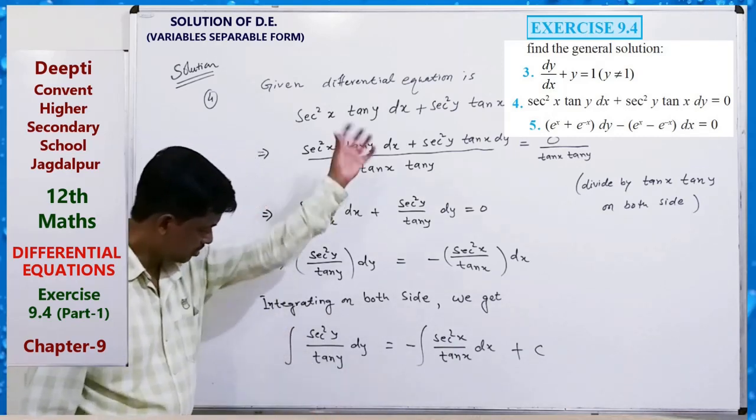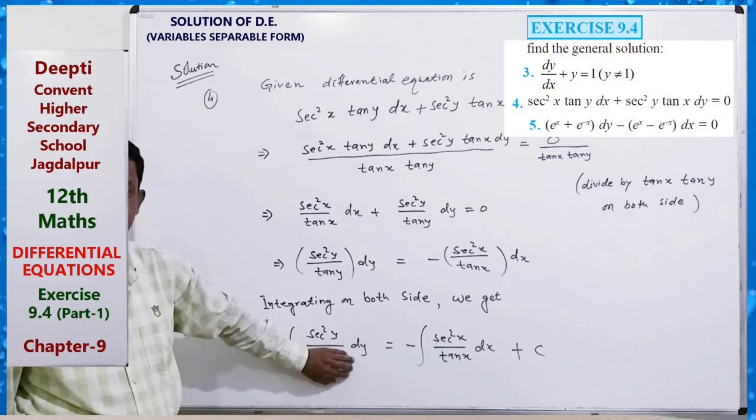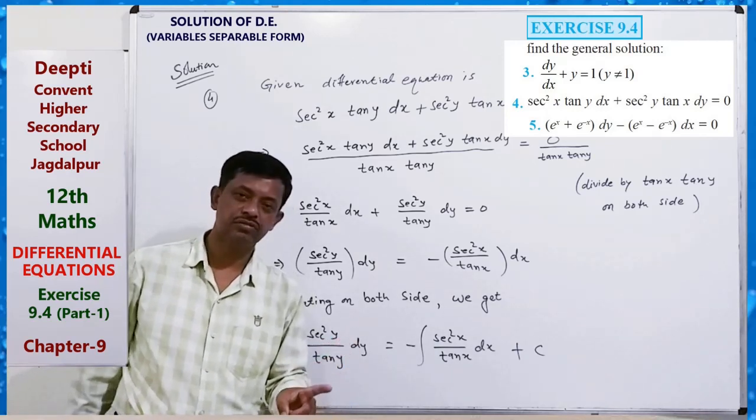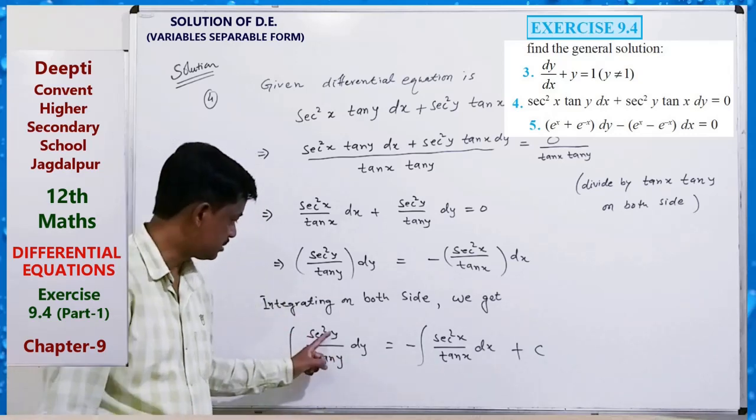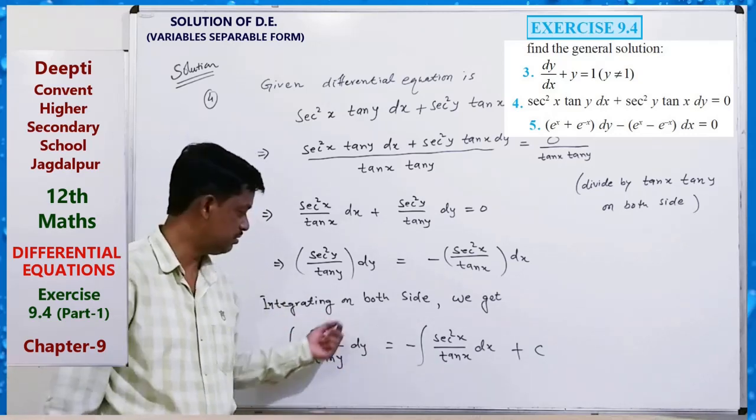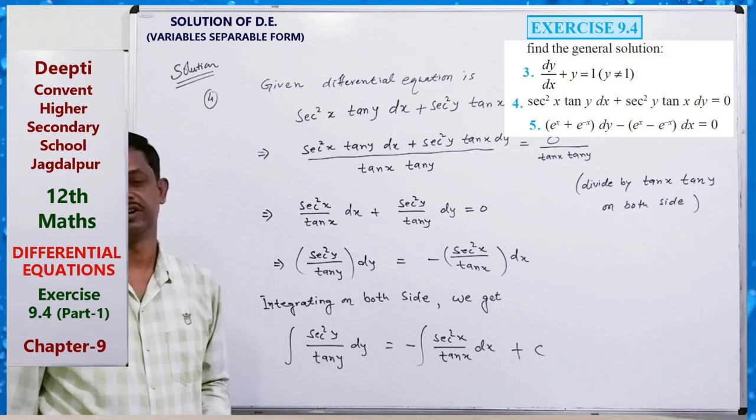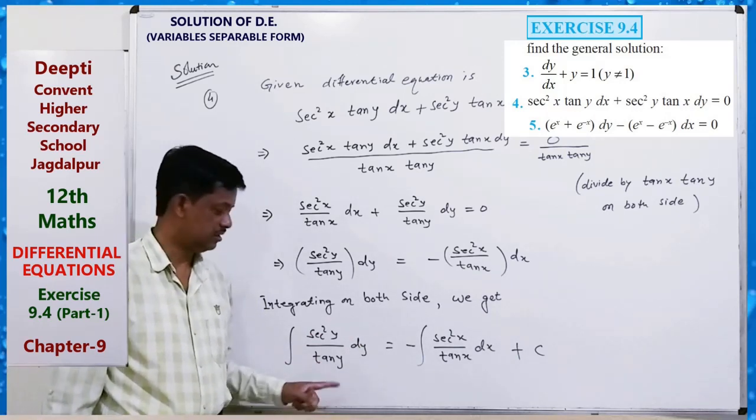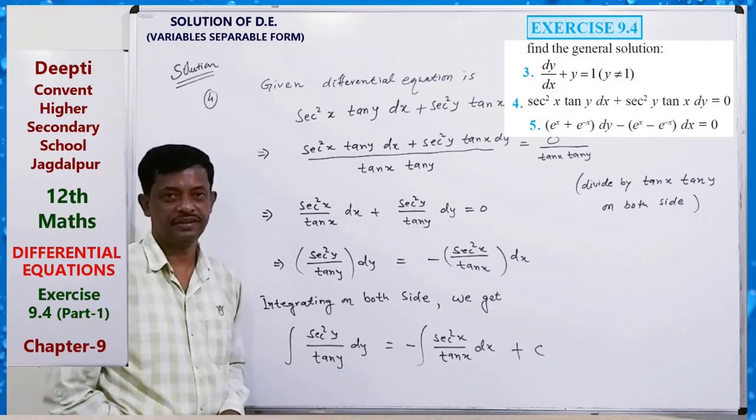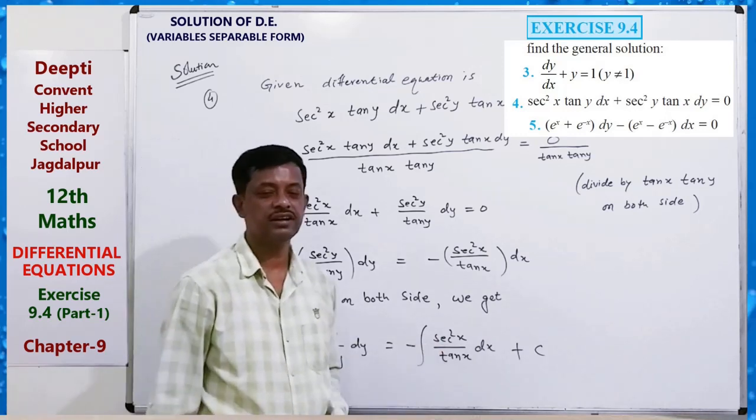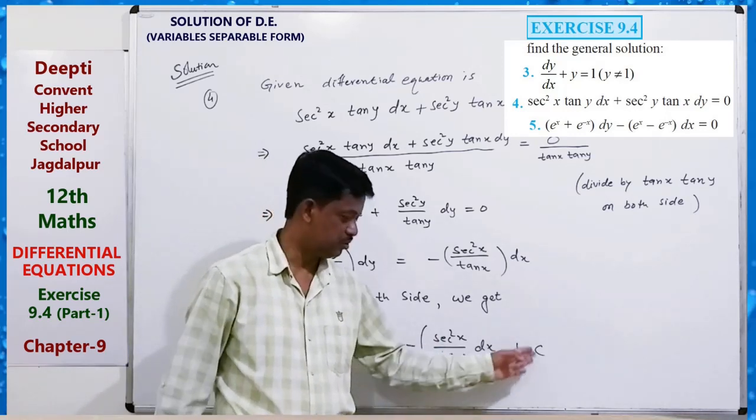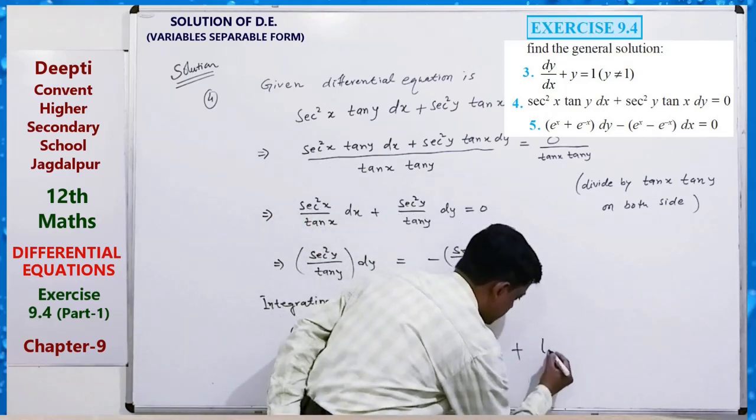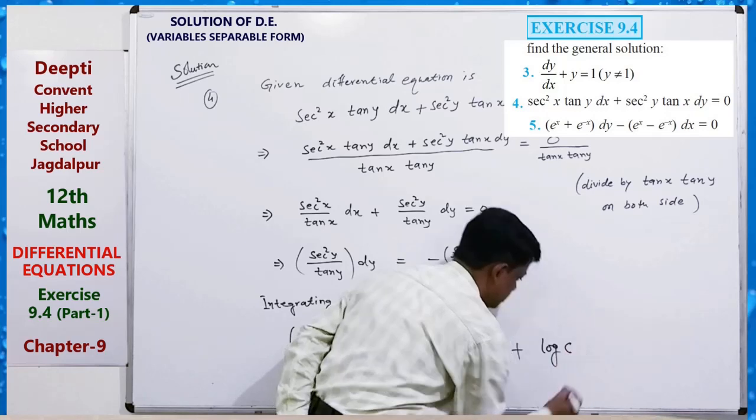If we put tan y equals to t, then differentiation gives sec square y dy equals to dt. So we get dt by t, which is log t. t means tan y, so this gives log tan y. Similarly, this gives log tan x. That's why we can take the direct constant as a log of c.